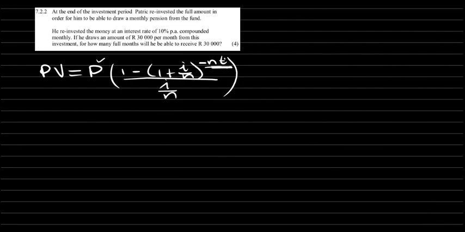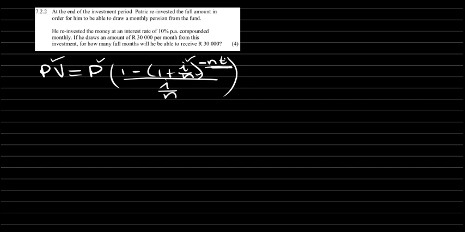There's the payment, in this case the withdrawal that is done. There is the amount of money that's available in the fund. There's the number of times the interest rate is compounded. There's the interest rate. So all of it is there besides the time. We're just looking for the time.